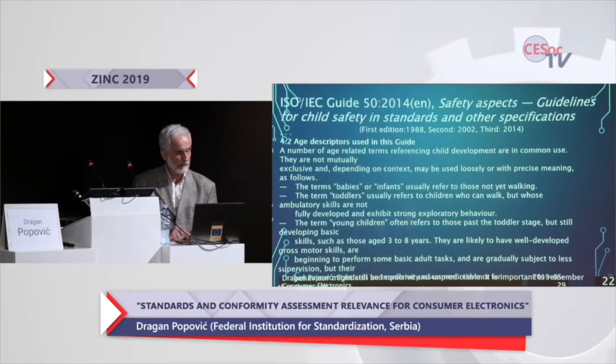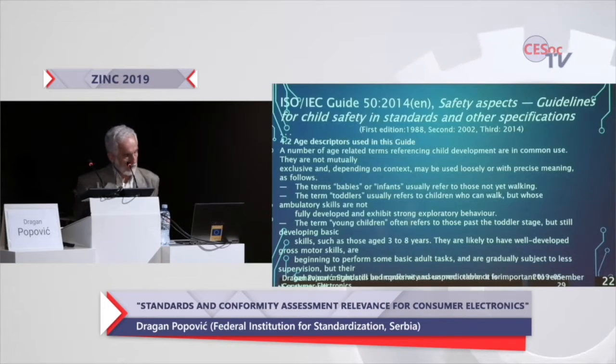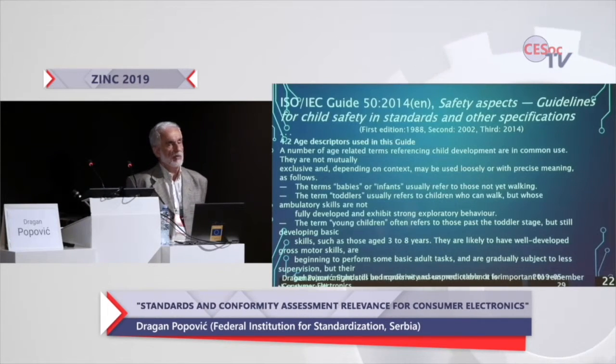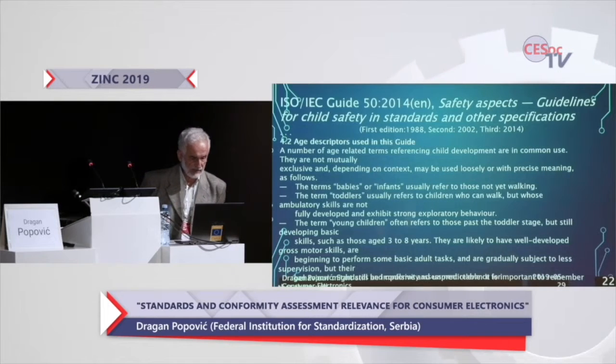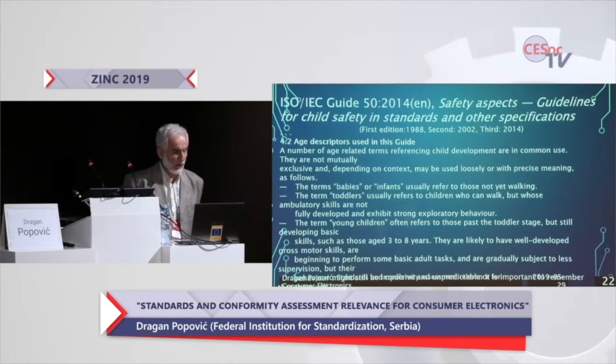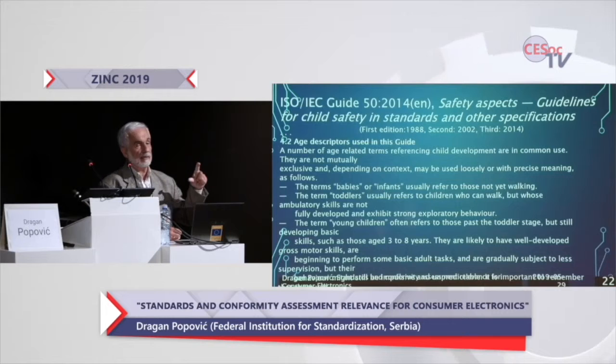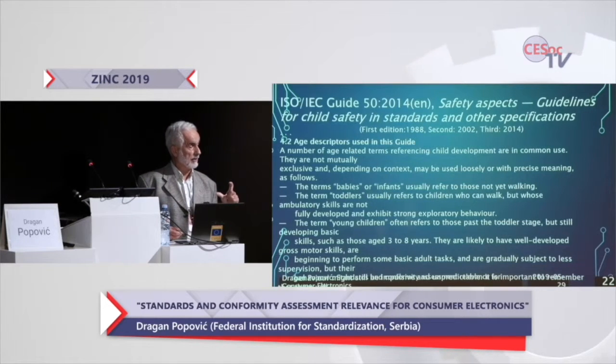Child safety, Guide 50. Very interesting, a lot of consumer electronics are accessible by children. Interesting are babies, infants, those not yet walking. Toddlers usually refers to children who can walk, but whose ambulatory skills are not fully developed. The term young children refers to children up to some 8 years. Older ones come with many problems. There are paragraphs on what you can expect from this age to happen, simply to swallow a product if it's small enough, etc., etc.